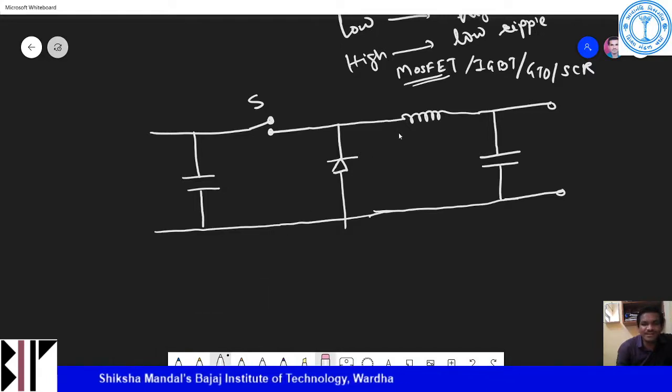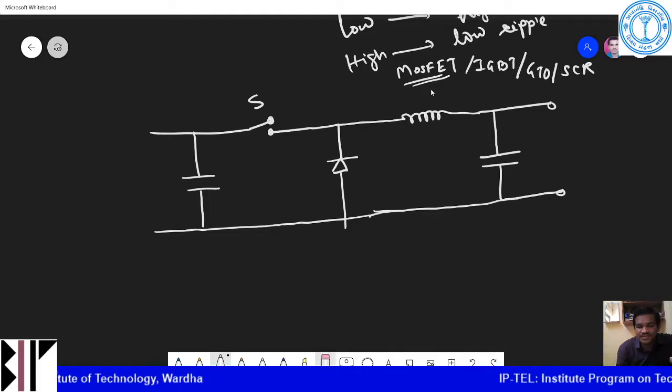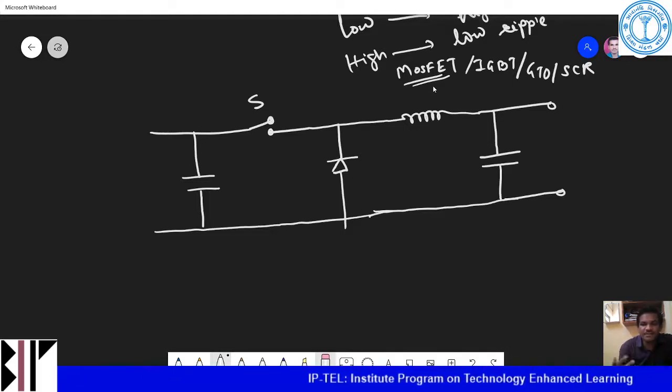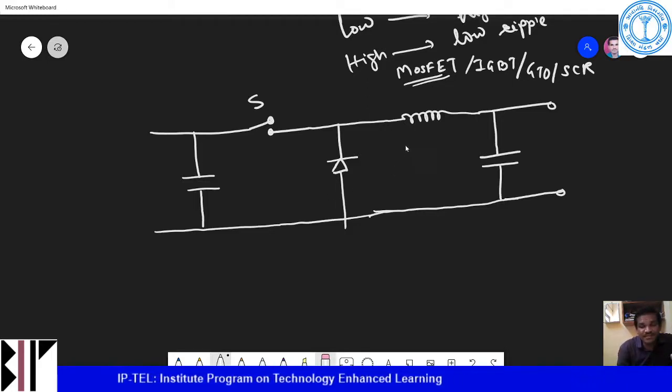How do we select which kind of switch is there? Depending upon your applications, or depending upon the cost effectiveness, that we need to choose this parameter. Likewise your inductor also.